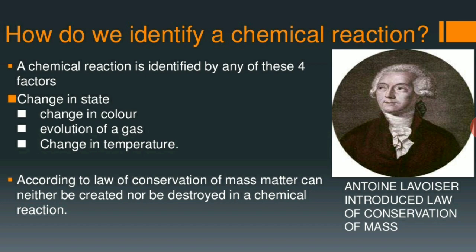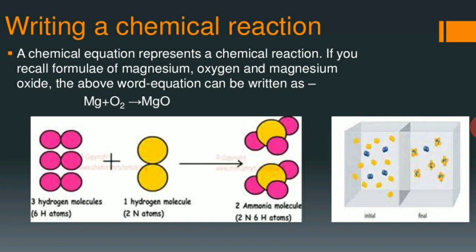And we learned in class 9 that during a chemical reaction, mass can neither be created nor be destroyed. So this is the law of conservation of mass. During a chemical reaction, mass can neither be created nor be destroyed. So the sum of the mass of the reactants should be equal to the sum of the mass of the products. So a chemical reaction should be balanced.